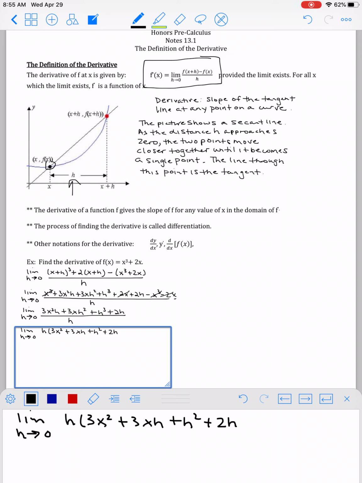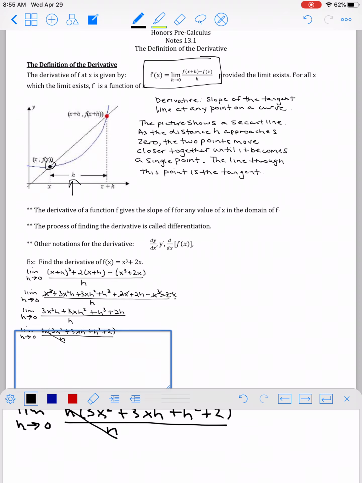Actually, it's h squared, let's see, x squared, 3xh. I've been on quarantine too long. Sorry, guys. Okay, so h squared, and then plus 2. All right, all over h. And then the h's will cancel.